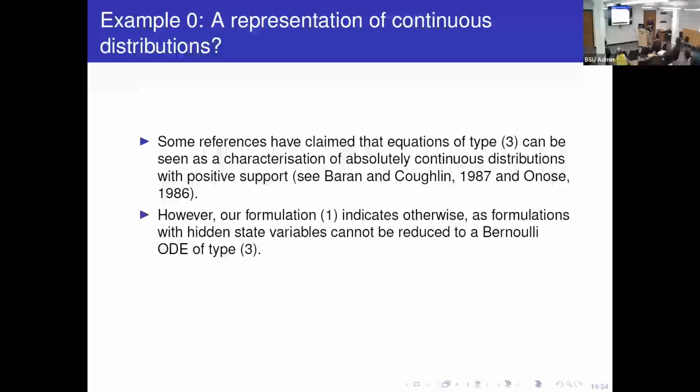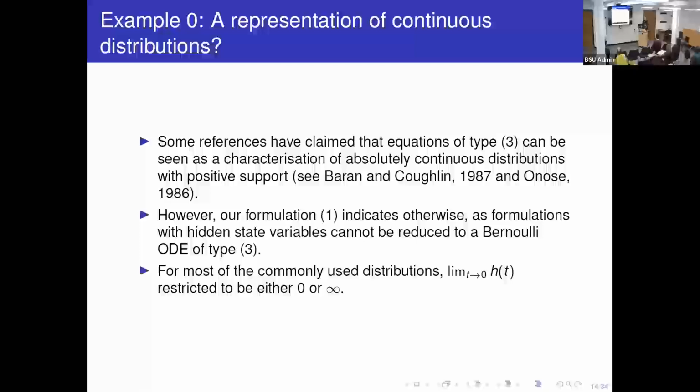However, as you can see, in our formulation we can produce new hazard functions, and we have additional states. And if you have additional states, you cannot reduce to a one-dimensional ODE. That would be amazing, because then we would be able to model large systems of ODEs using only one-dimensional ODEs, and in particular Bernoulli-type ODEs. So this is not necessarily a characterization of distributions. They are missing some distributions there. So what kind of distributions?